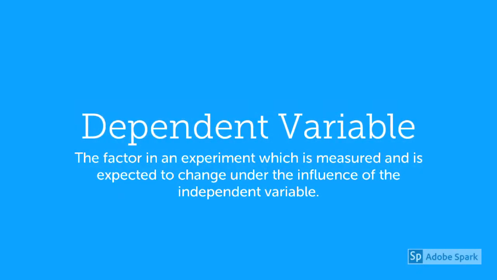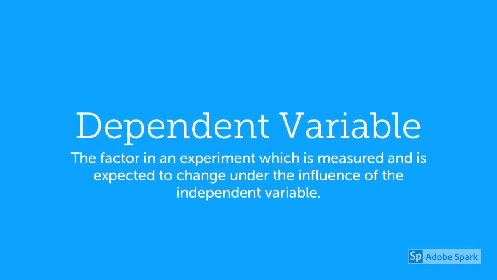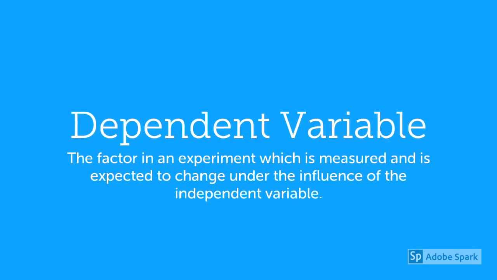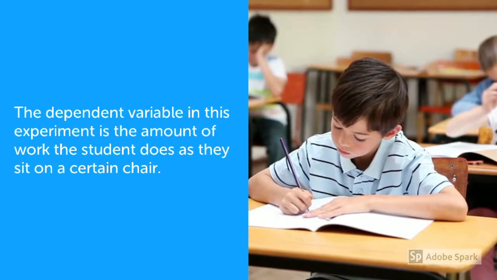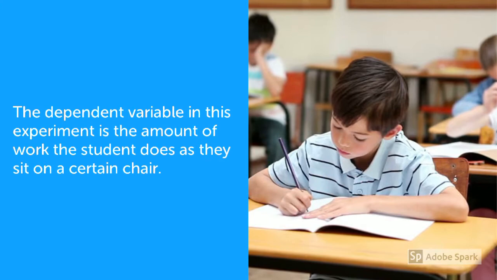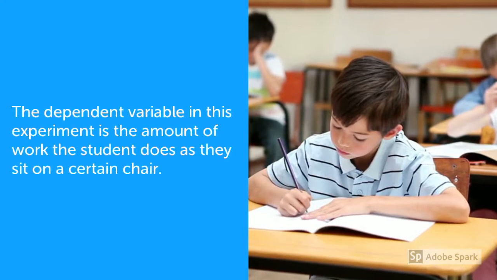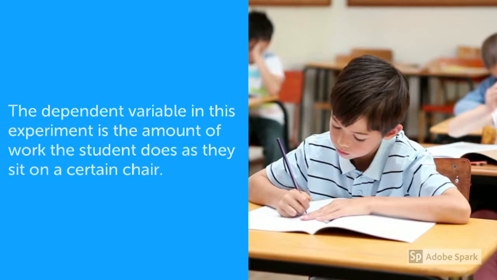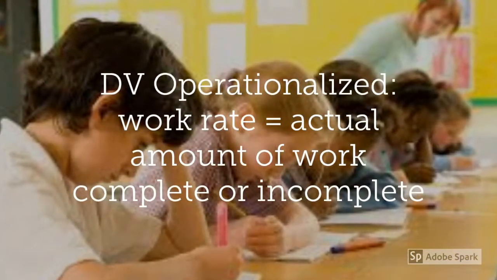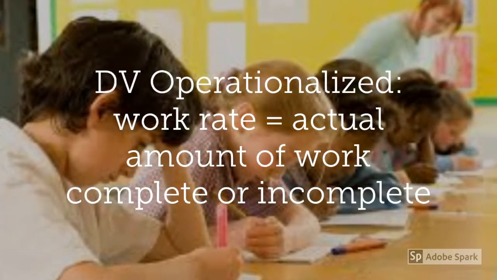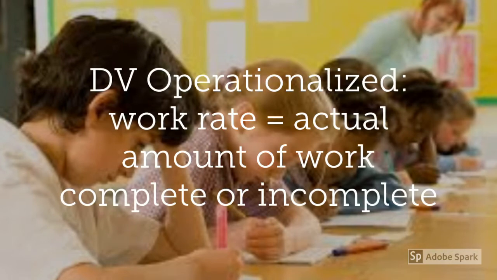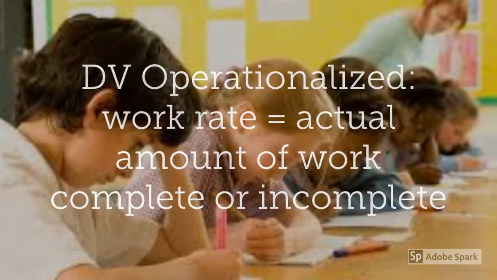Dependent variable. The factor in an experiment which is measured and is expected to change under the influence of the independent variable. The dependent variable in this experiment is the amount of work the student does as they sit on a certain chair. DV operationalized. Work rate equals actual amount of work, complete or incomplete.